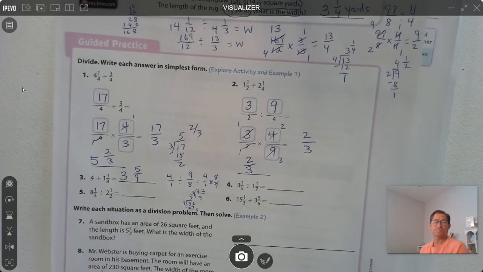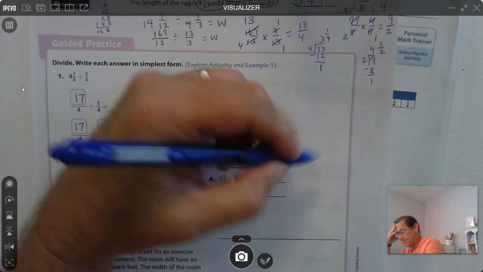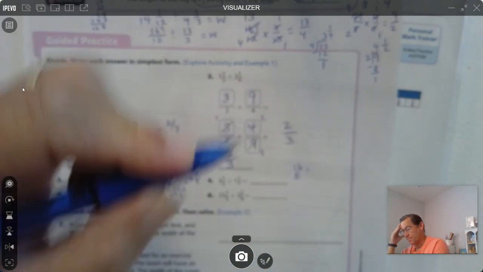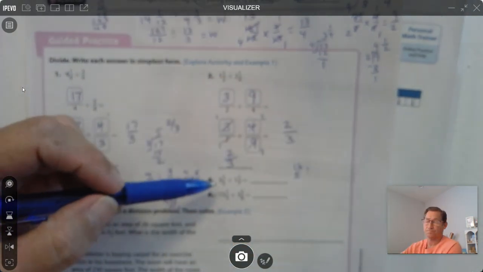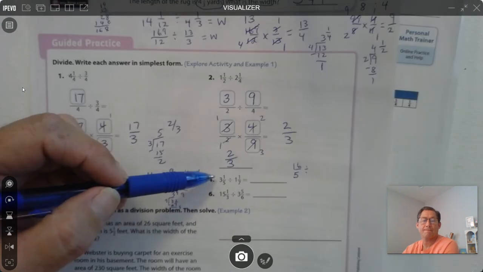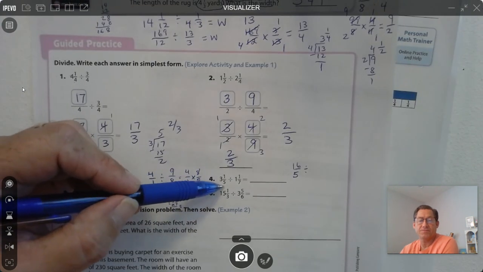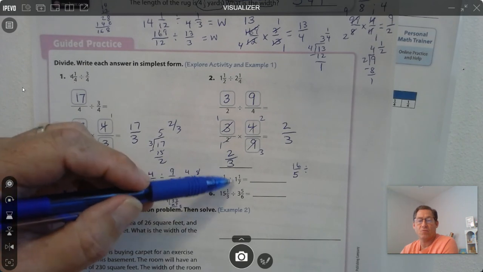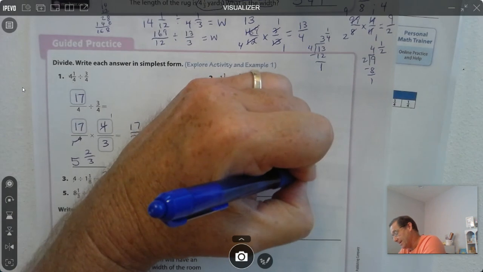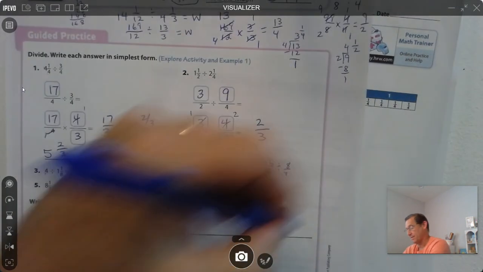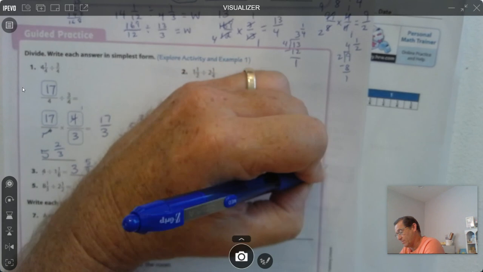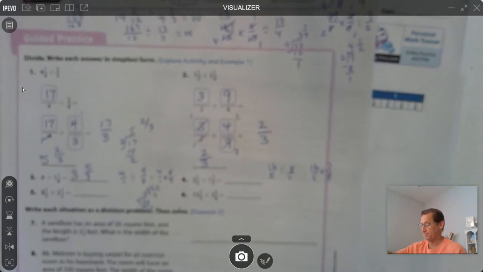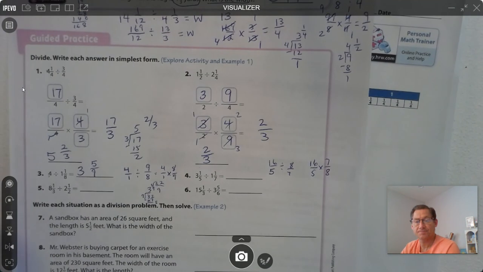All right, number 4. 3 and 1/5, which can be written as 16/5. 5 times 3 is 15, plus the extra 1/5 is 16, divided by 1 and 1/7, which can be rewritten as 8/7. So take the 16/5 and multiply by the reciprocal of 8/7, which is 7/8.